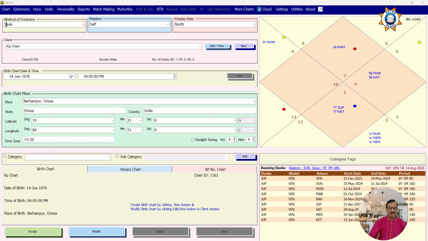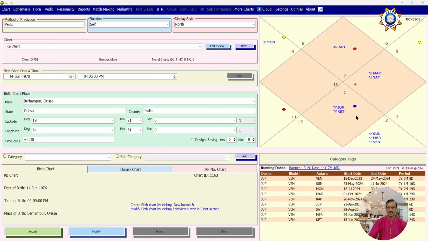I have selected the method of prediction as Vedic here, display style as North Indian, and the ascendant is Libra, represented with the numeric number 7. Here it is 8, 9, as I was mentioning to you, then 10. It goes on like this in anti-clockwise fashion. So house numbers 1, 2, 3, 4. In North Indian, as you know, the house numbers are fixed, and we have to show the ascendant clearly and also show the planetary positions. Signs falling here are indicated through numbers in this simple chart.